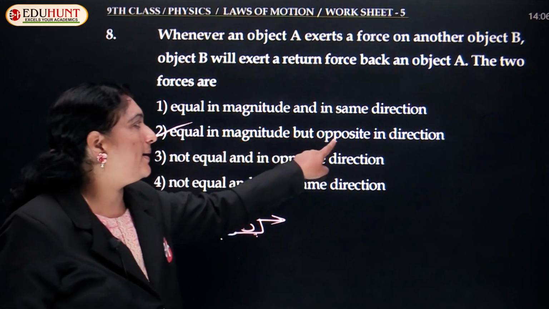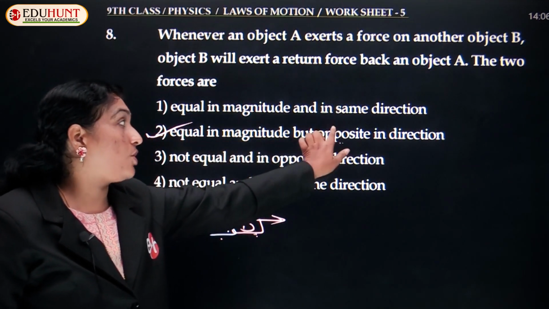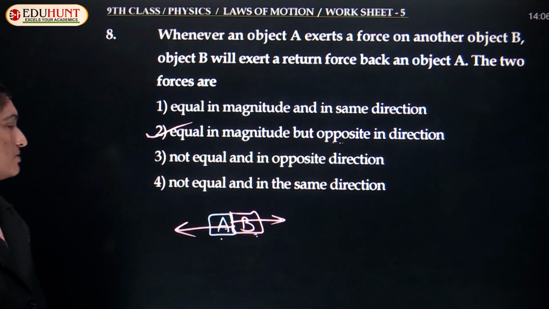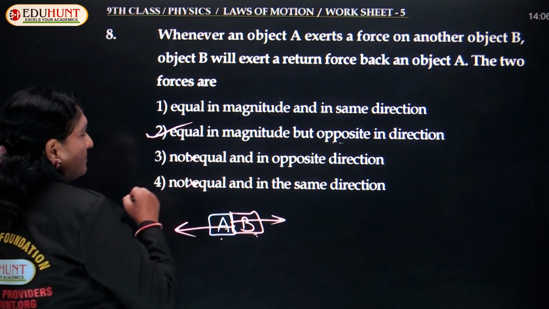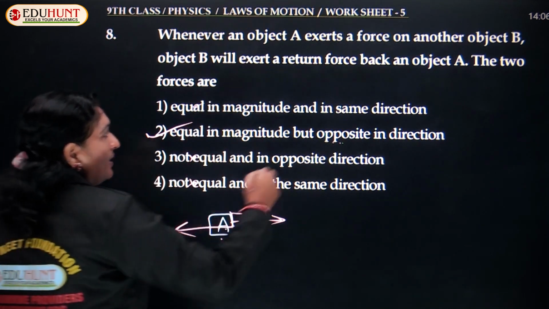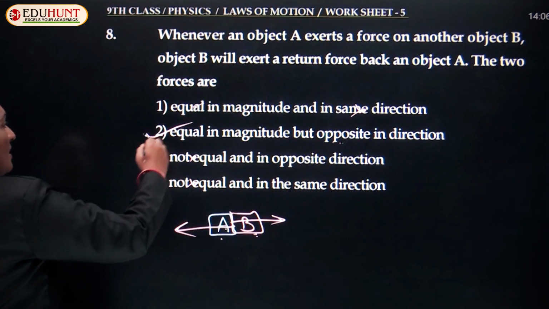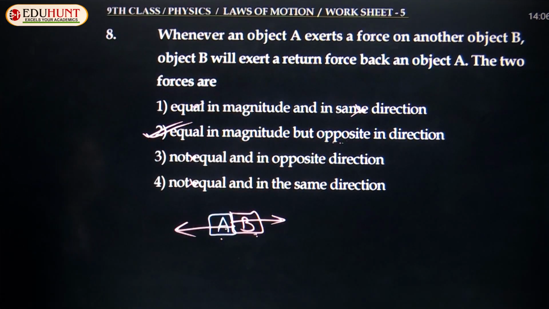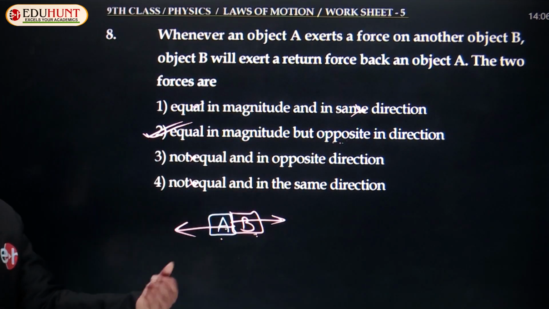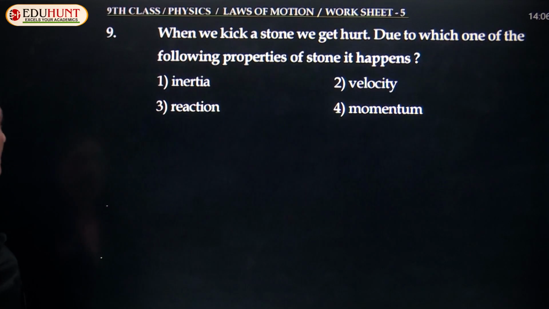Equal in magnitude but opposite, not the same. It's opposite in direction. So not equal is a wrong statement. Equal is a true statement, but not in the same direction. They act in opposite directions. Hence, the only correct option is option 2. Let us move to the last question, children.